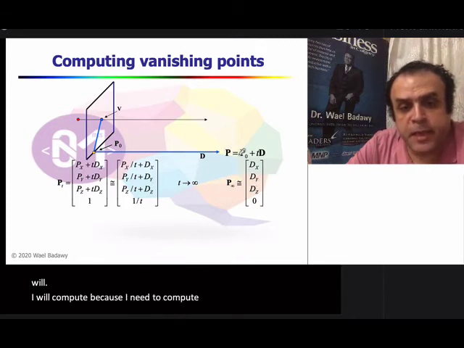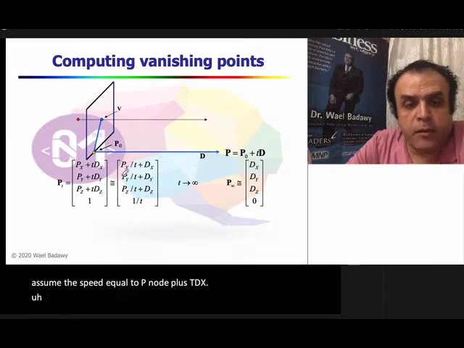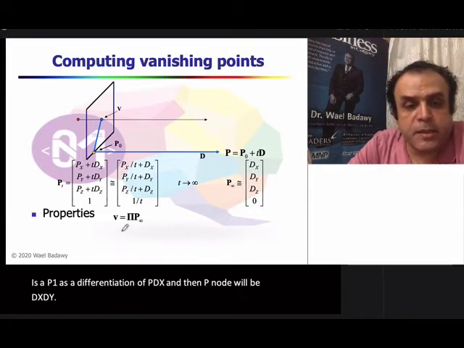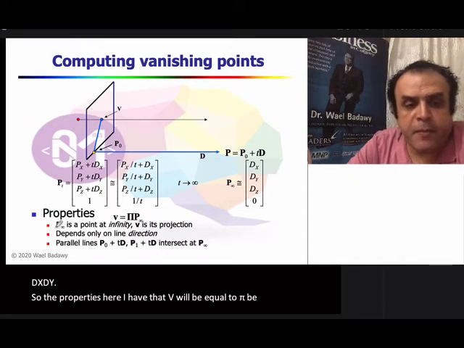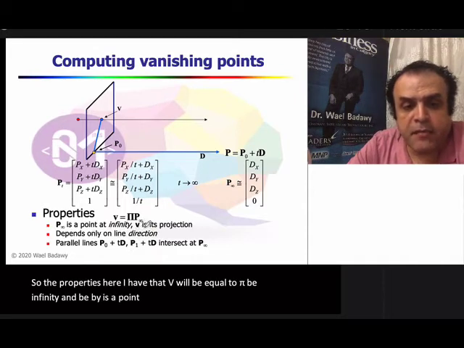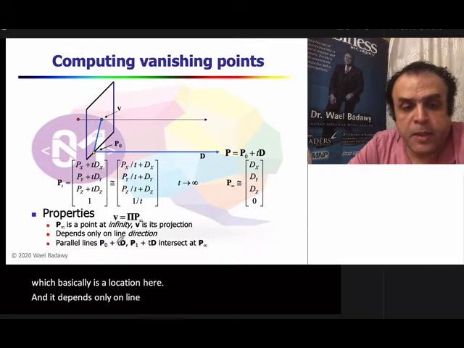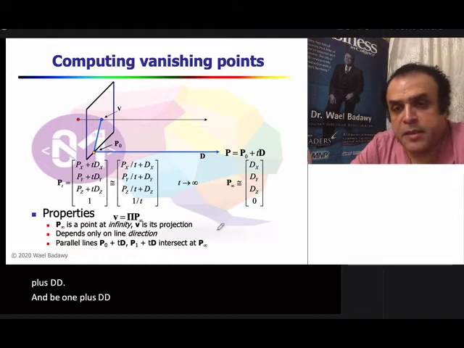So if I assume that p equals p node plus td, I will form p 1 as a differentiation of tdx, and then p node will be dx dy. So the property here is that v will be equal to pi of p infinity, where p infinity is the point at infinity, and v is the projection, which basically is the location here, and it depends only on line direction. So the parallel lines p plus td and p1 plus td intersect at p infinity.